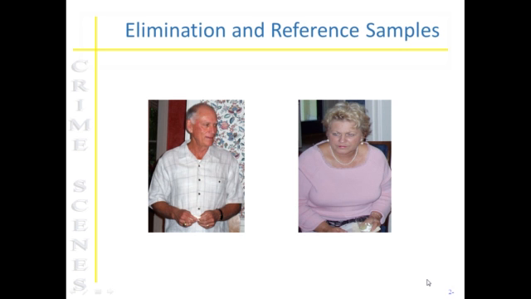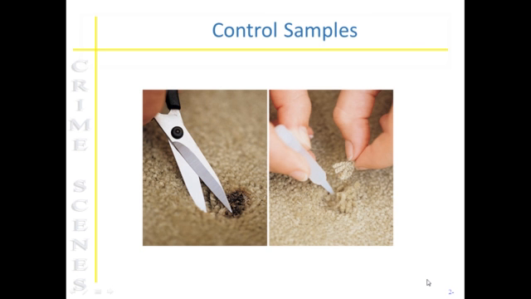With the collection of physical evidence, you also have to consider the collection of elimination or reference samples. So if, for instance, it's an assault type case, you might also want to get reference samples from any of the individuals that might possibly have been involved in that assault. That might be collecting numerous samples from witnesses there at the scene, in addition to collecting control samples from the scene also.